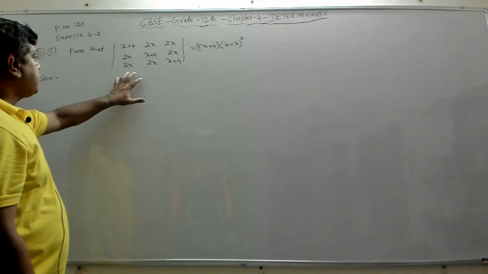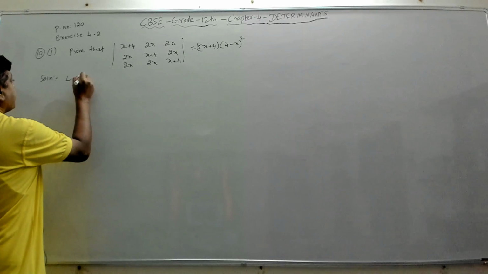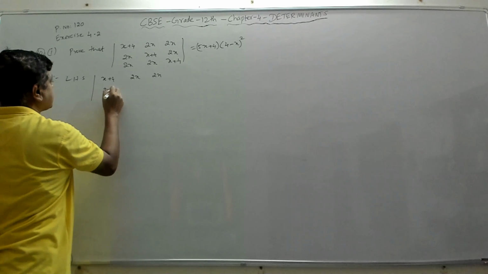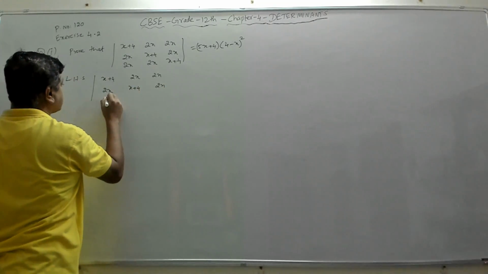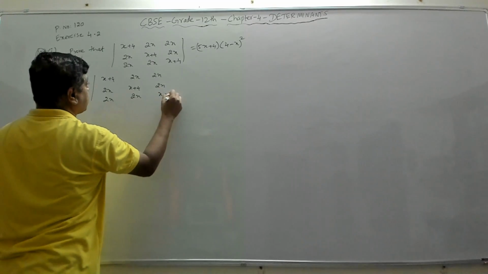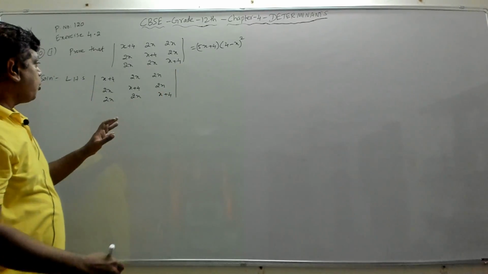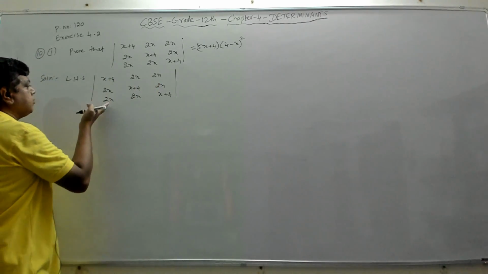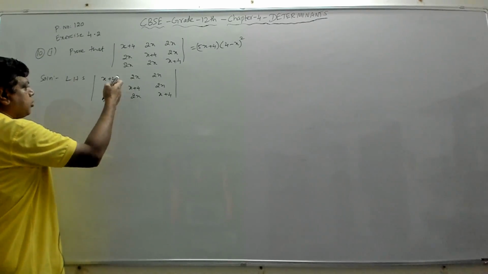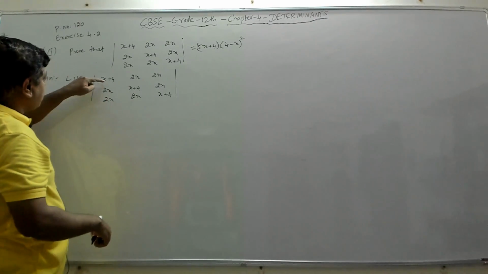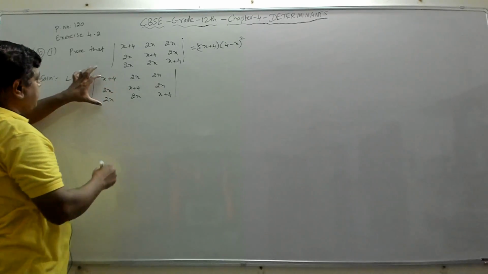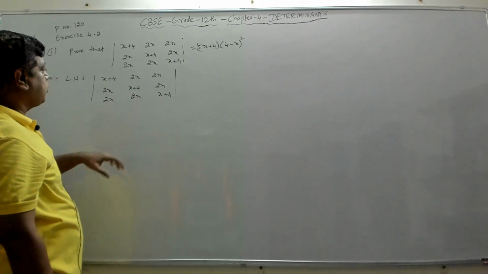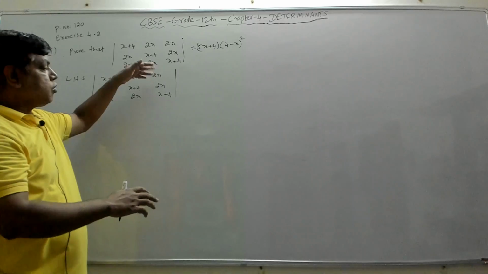Now here, if you observe this determinant on the LHS, which is x plus 4, 2x, 2x; 2x, x plus 4, 2x; 2x, 2x, x plus 4. If you add all the rows or all the columns, suppose I add all the rows, like R1 becomes R1 plus R2 plus R3. Then x plus 4 plus 2x plus 2x will give me 5x plus 4. If I add all of these, I'll get 5x plus 4 in each place. So all of this will give you 5x plus 4, 5x plus 4, 5x plus 4.